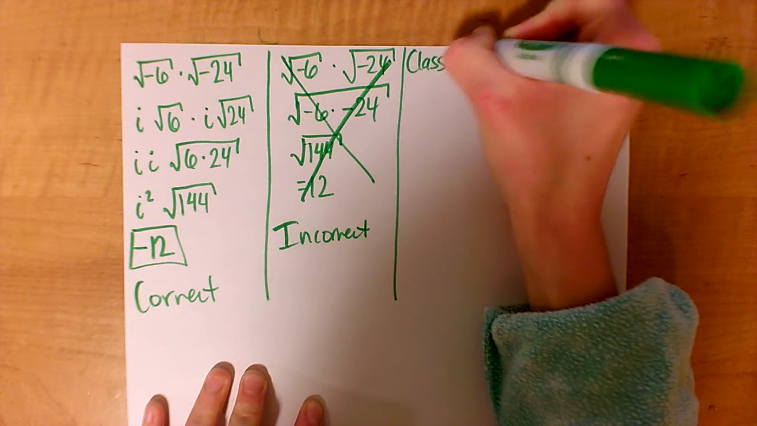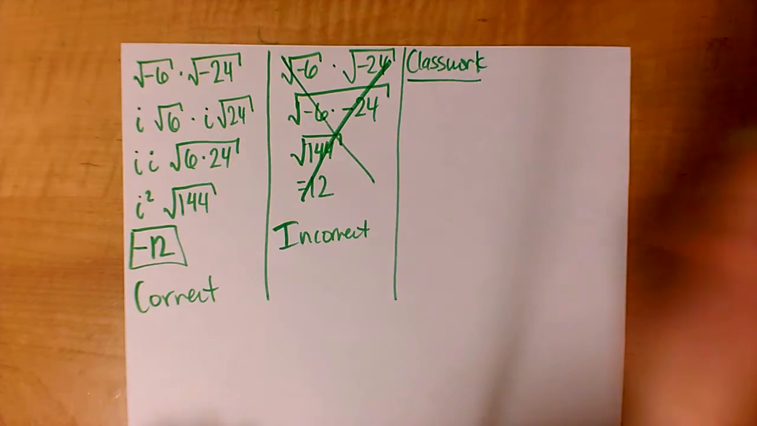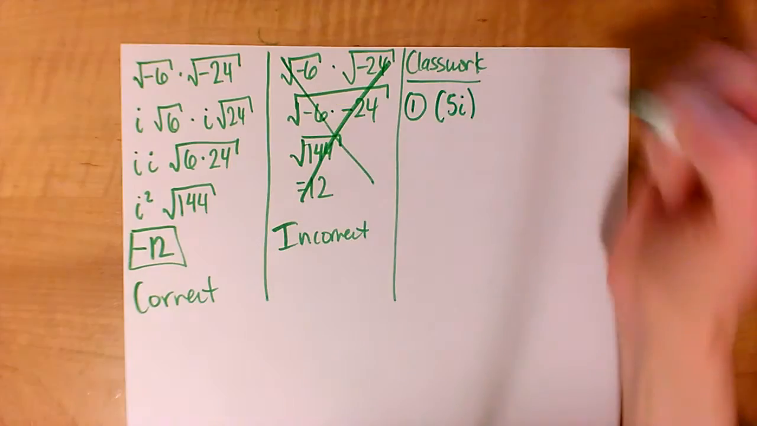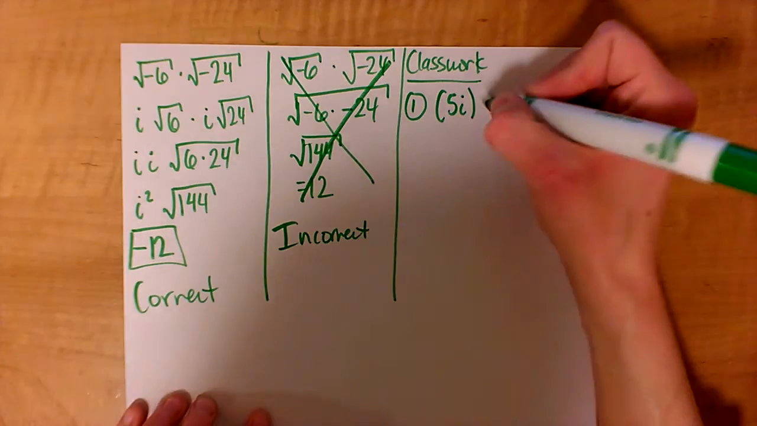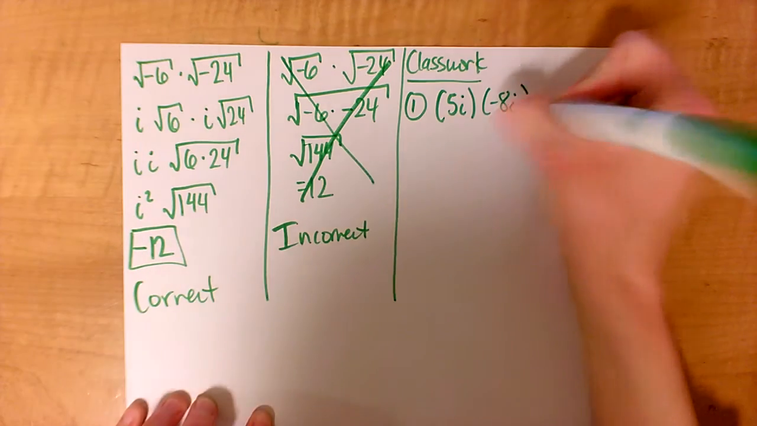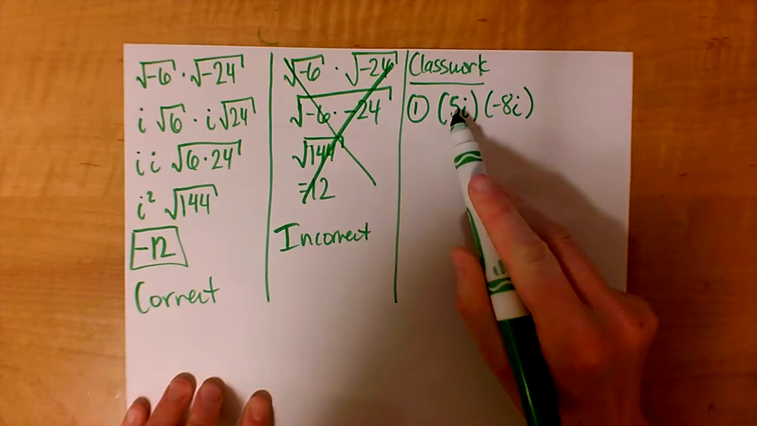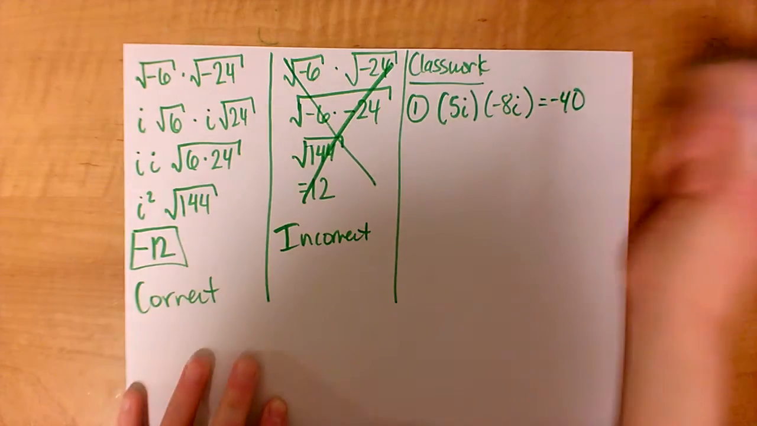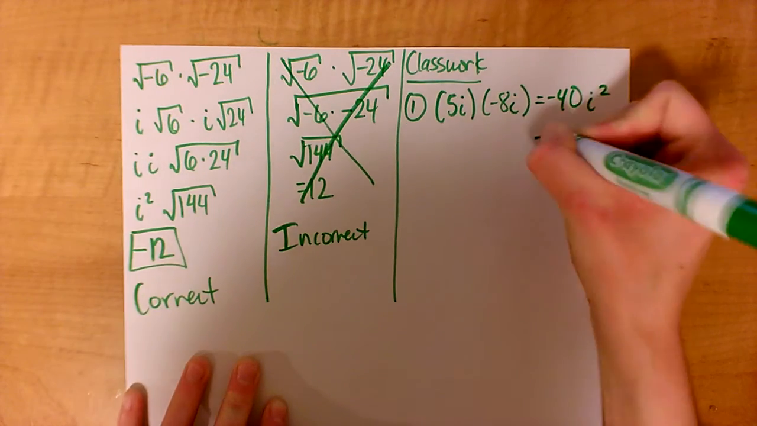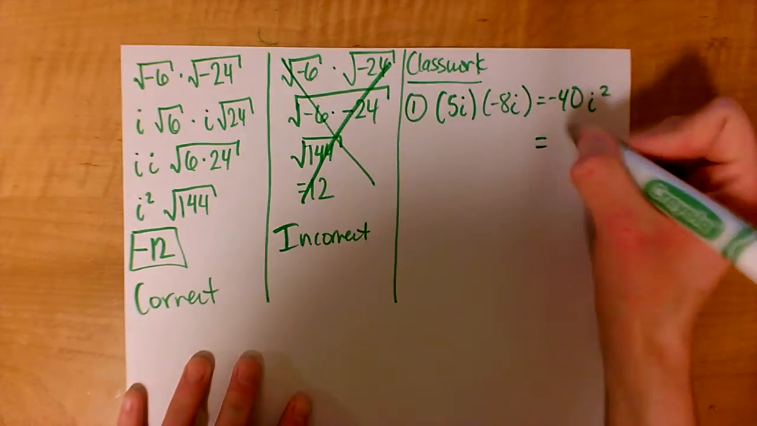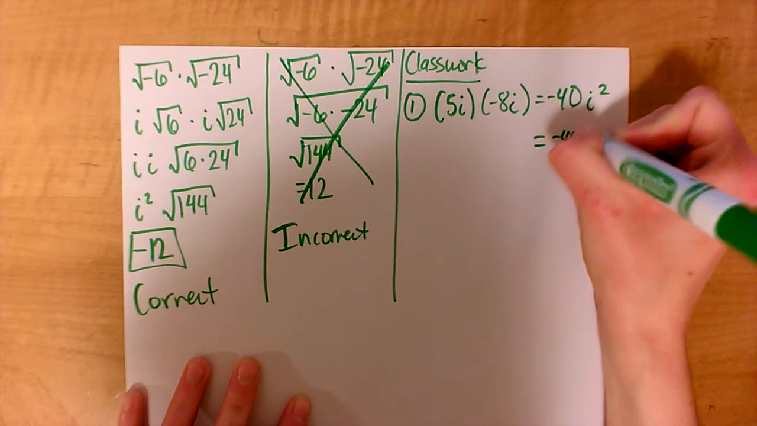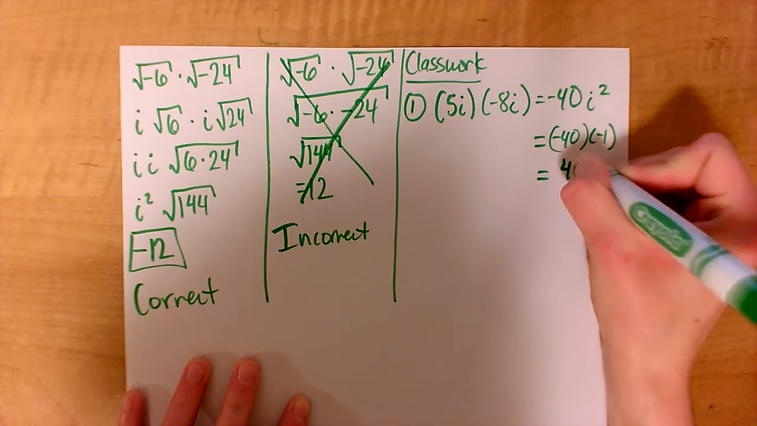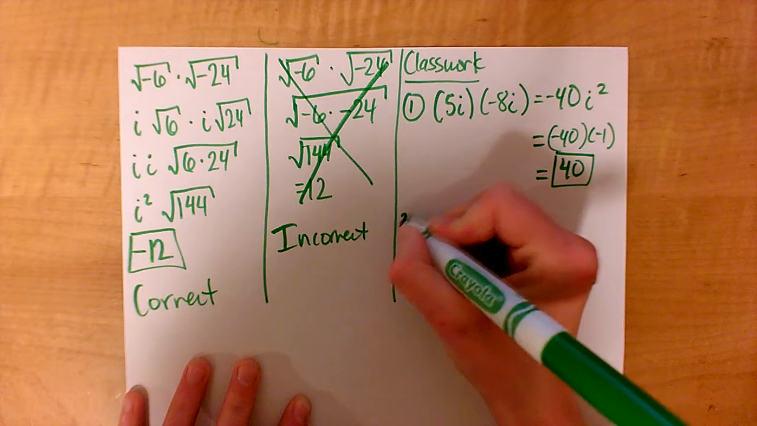So some of these are pretty straightforward. Alright, so problem like number 1, we have 5i times negative 8i. Well, I can multiply my real parts. 5 times negative 8 is going to be negative 40, and then I times I is I squared. And you know I squared is the same thing as negative 1, so you have negative 40 times negative 1, which turns into a positive 40.